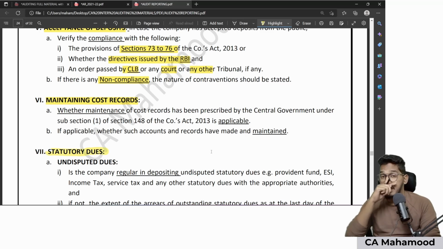Next, seventh point, important point, which is regarding statutory dues. First of all, what is the meaning of statutory dues? Statutory dues means those amounts which are required to be paid because of the requirement of law. Examples: income tax, GST, PF, ESI, gratuity. So these all will come under statutory dues. And regarding the statutory dues, there are some reporting requirements.